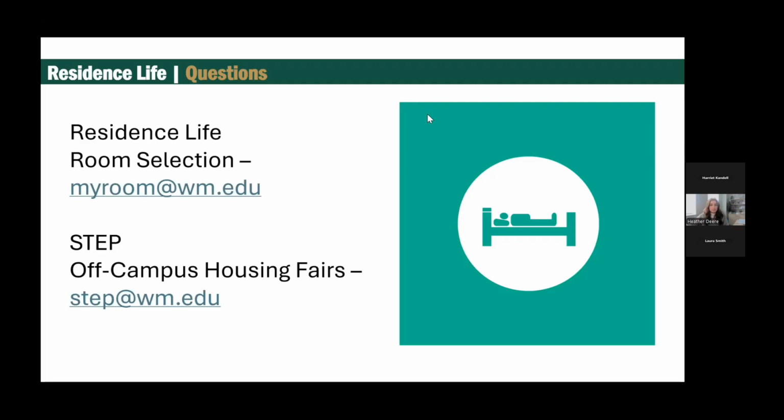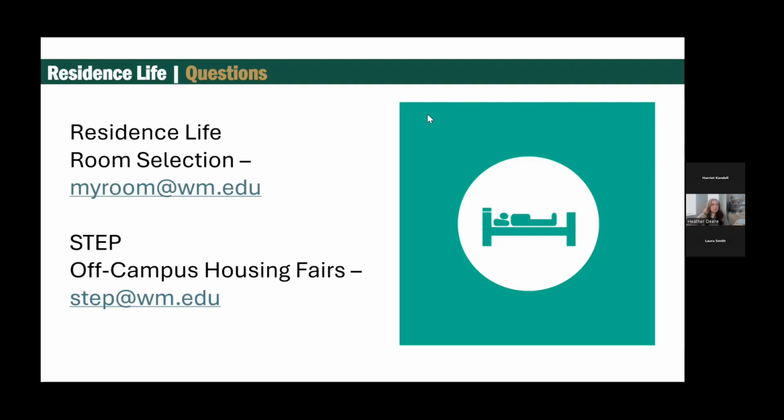It's when you graduated high school and then came into William and Mary in that same year. So if they graduated in May of 24, then they wouldn't be guaranteed housing for next year, because that class designation is based on high school graduation year.